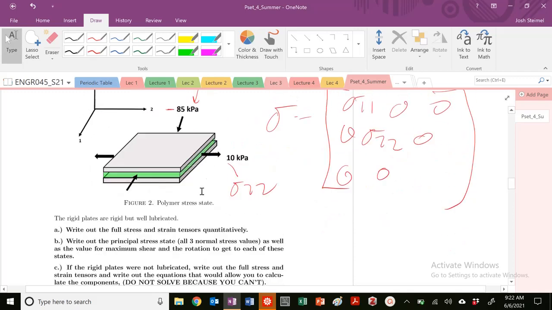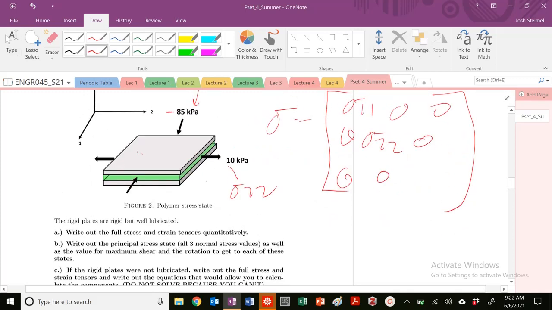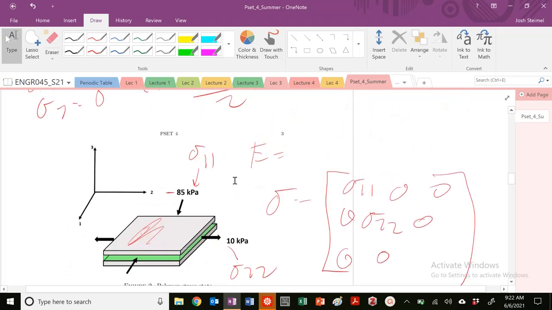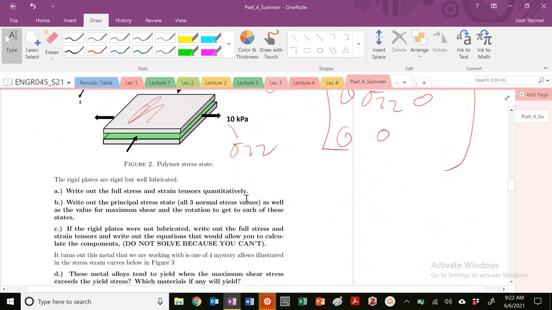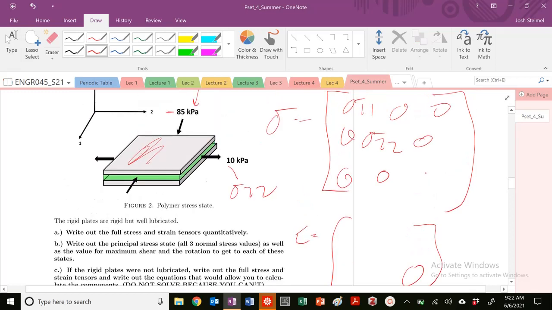Do I have a stress in the 3-3? Well, these are rigid plates and they're stuck. So when I push in this material with larger stress than here, I should expect my material to pop out and expand in the 3-3 direction. But I'm constrained in the 3-3 direction by these plates. So I'm not going to have a strain in the 3-3, but I will indeed have a stress in the 3-3. And of course, I'm going to have a strain in the 1-1, a strain in the 2-2, and no strain otherwise.